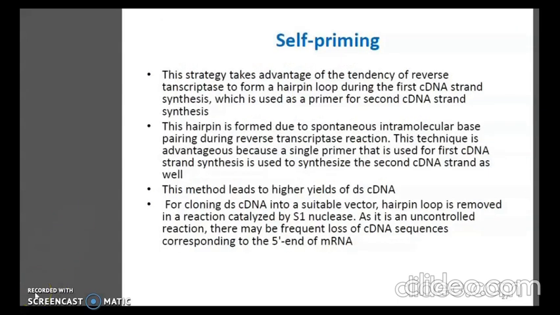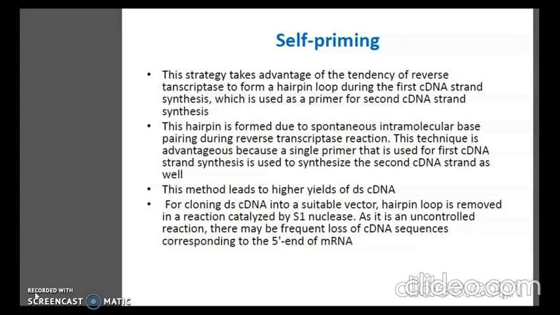Self-priming. This strategy takes advantage of the tendency of reverse transcriptase to form a hairpin loop during the first cDNA strand synthesis, which is used as a primer for second cDNA strand synthesis. This hairpin is formed due to spontaneous intramolecular base pairing during the reverse transcriptase reaction. And this technique is advantageous because a single primer that is used for the first cDNA strand synthesis is used to synthesize the second cDNA strand as well. And this method leads to higher yield of double-stranded cDNA.